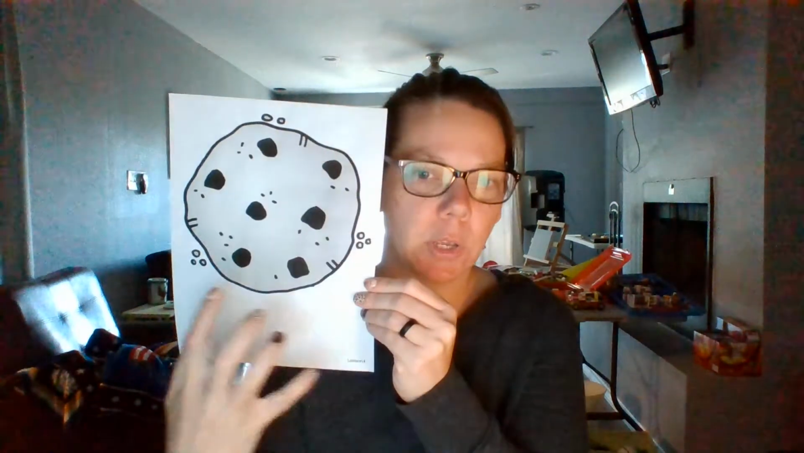Okay, so when we talk about fractions, we talk about wholes, or we talk about parts, which we're going to come to. But this one is just a whole cookie. If we get a whole cookie, it's not cut in half, it's not cut in fourths, it's just one whole cookie.